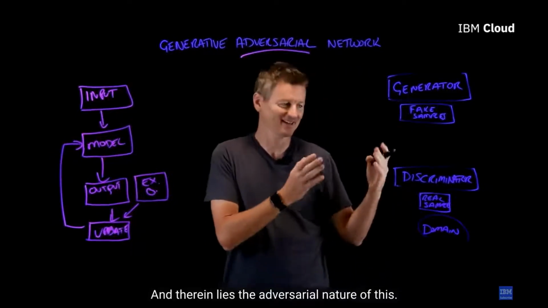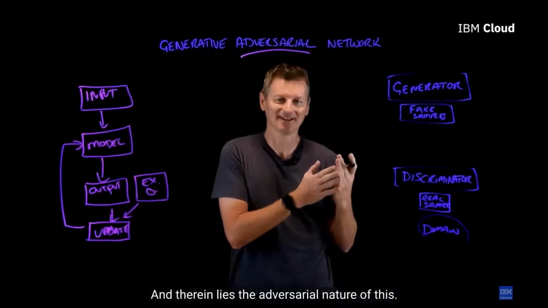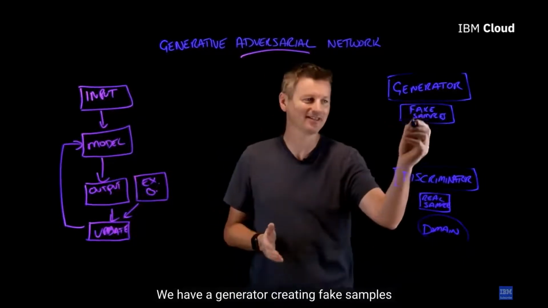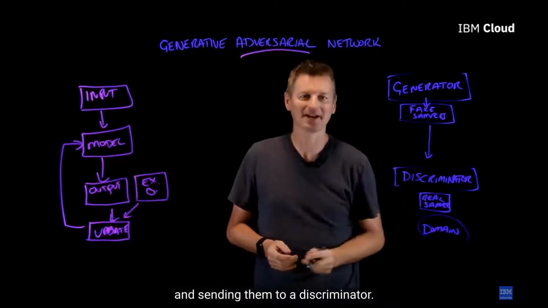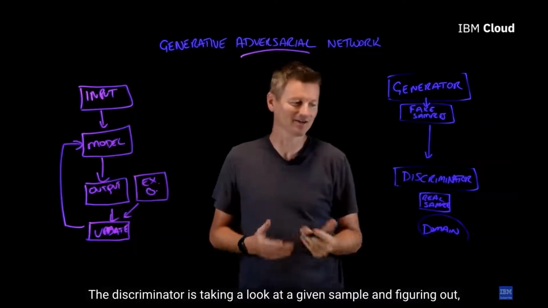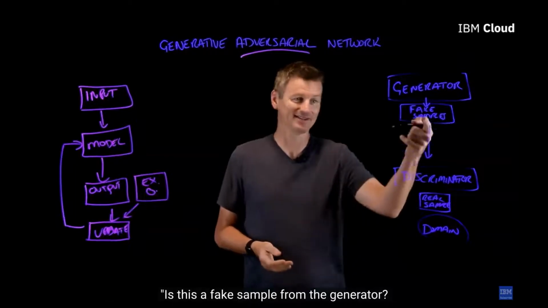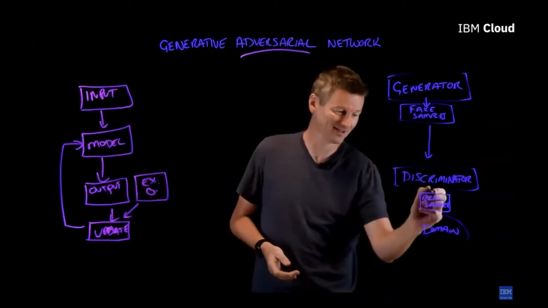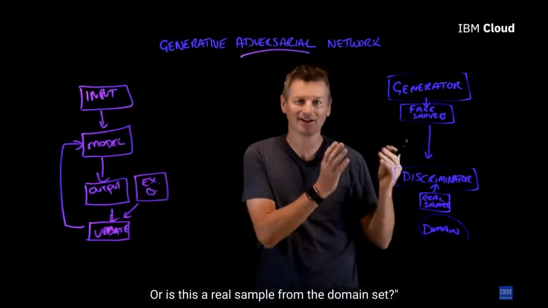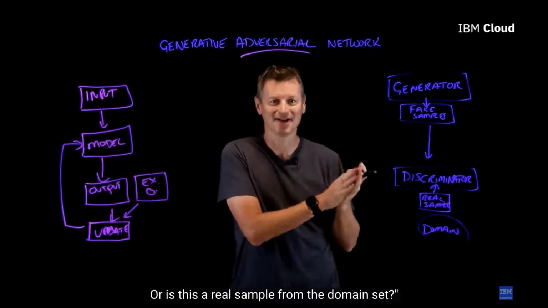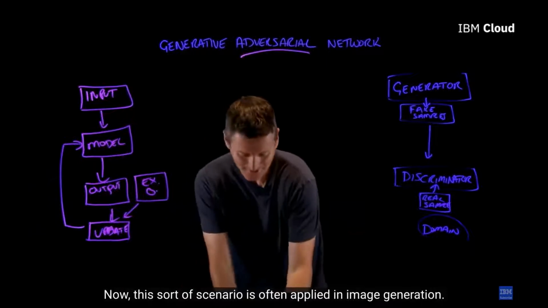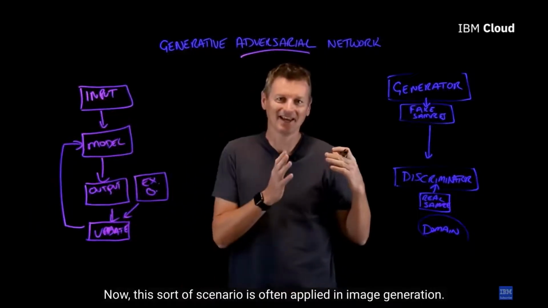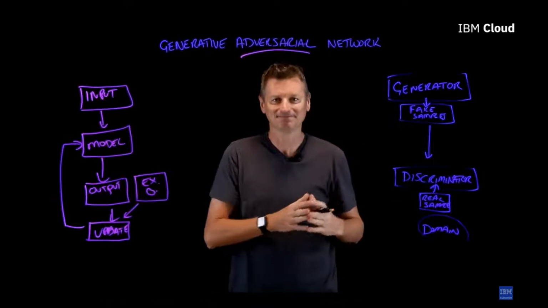And therein lies the adversarial nature of this. We have a generator creating fake samples and sending them to a discriminator. The discriminator is taking a look at a given sample and figuring out, is this a fake sample from the generator, or is this a real sample from the domain set? Now, this sort of scenario is often applied in image generation.